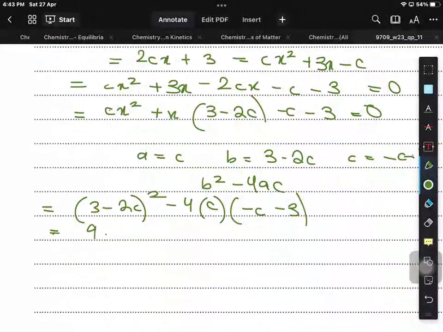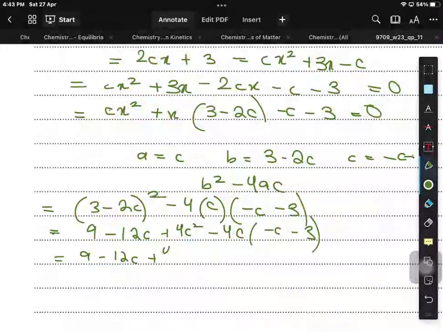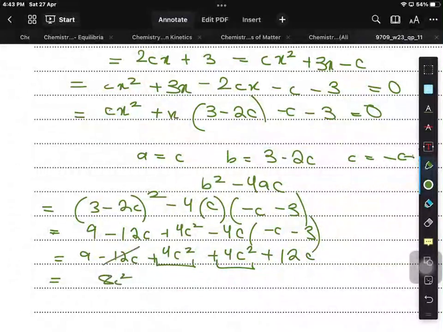Now let's square this. So that would be 9 minus 12c plus 4c squared. So minus 4c, and then this minus 4c is getting multiplied by these two, right? So let me just do this in the next step. That would be minus 4c times minus c, that would be plus 4c squared, and then minus minus is plus, and then 4 times 3 is 12c, right? So 4c squared plus 4c squared is actually 8c squared, and then this cancels out, minus 12c plus 12c, and we are left with 9.